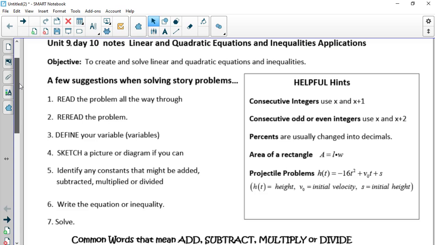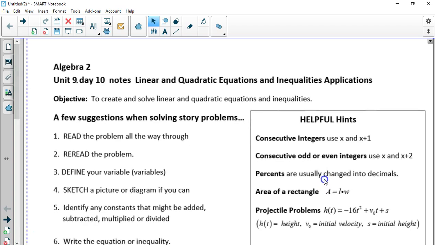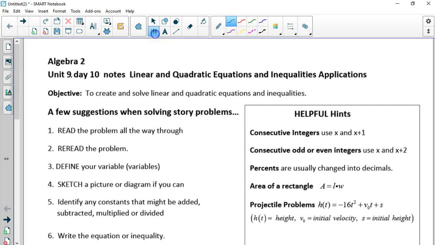This formula, remember, h of t, that's our height, according to time. As time changes, height changes. Negative 16 is a standard here, t being time squared. V naught is our initial velocity in front of the t. So if it launches at 30 feet per second or something like that. And s is the initial height.